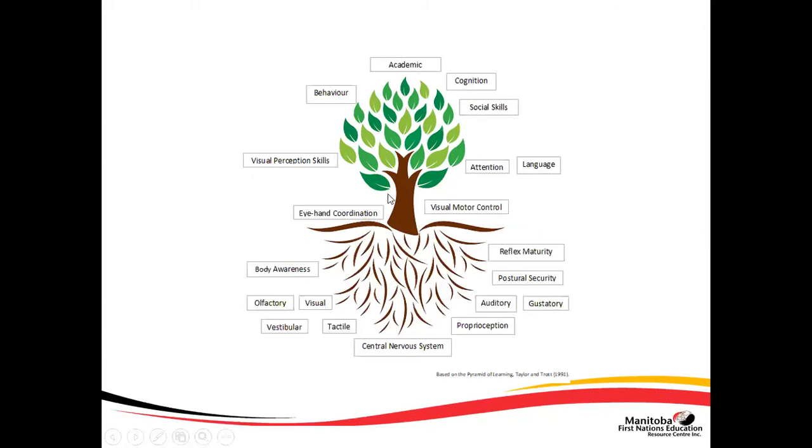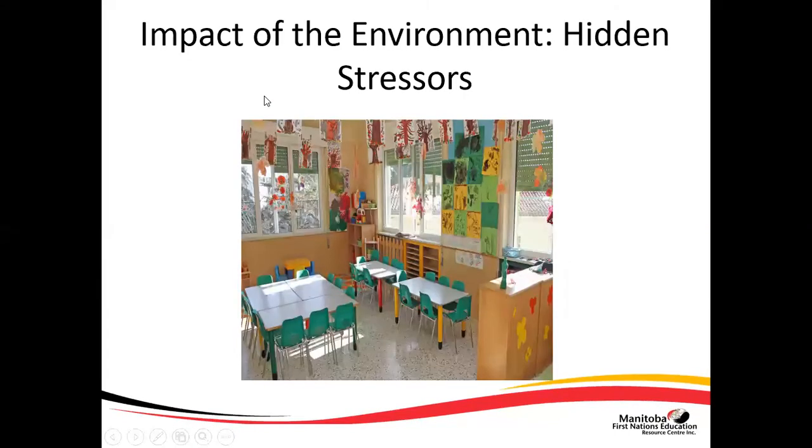So before we can expect kids to really succeed with their social skills, their language, their academics, their behavior, we have to make sure that these things down here, so our sensory processing systems, our body awareness, our reflexes, are all developed to where they need to be before we can expect kids to have really strong academic skills.